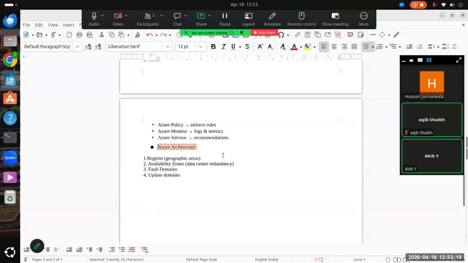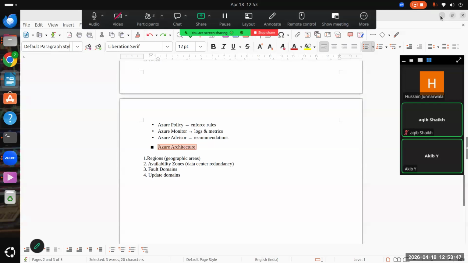Then we also have fault domain. Remember I told you about the server rack, Akib. There is a rack, and there are many servers. Each server has a different power connection. So if one fails, that is a fault in the domain.